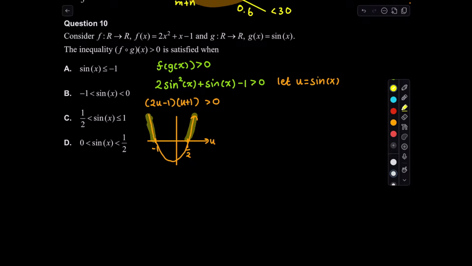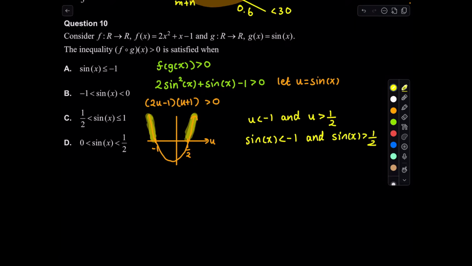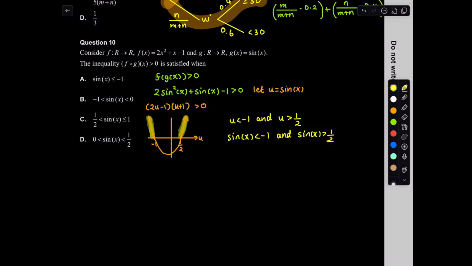So this one and this one, because greater than 0 means it's above the x-axis in this case, like these two. So which you can write when you solve it. You can just put it in your CAS. So it will be u is less than negative 1 and u is greater than a half, yeah? And remember, u is sine x. You can kind of just bring it back. So the solution should be sine x is less than negative 1 and sine x is greater than half. So the answers look okay in terms of sine, yeah?